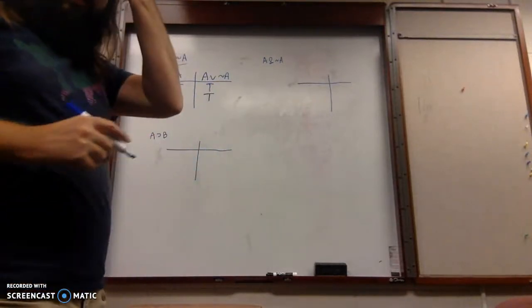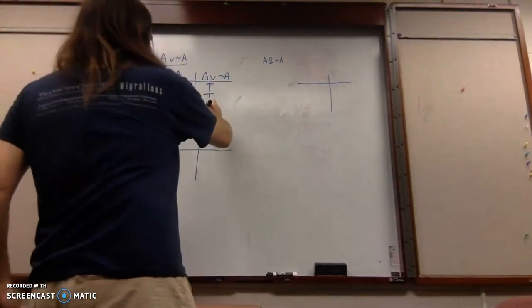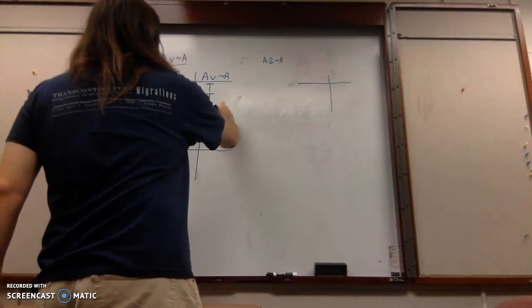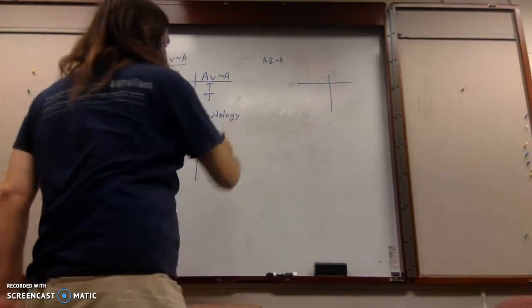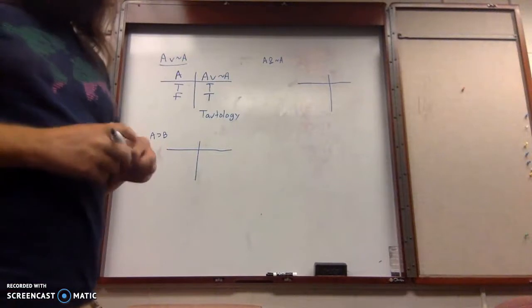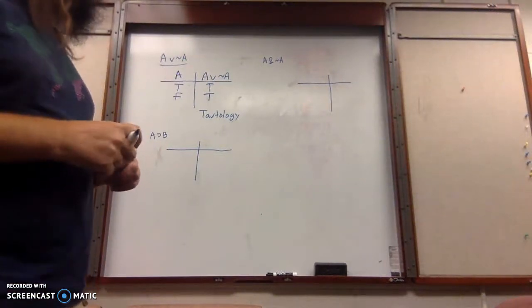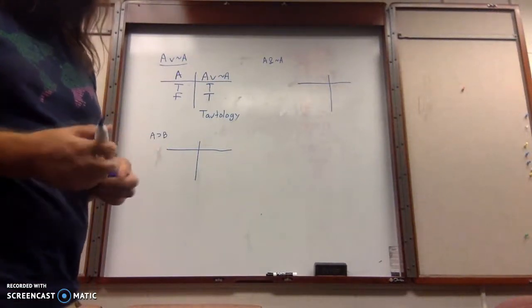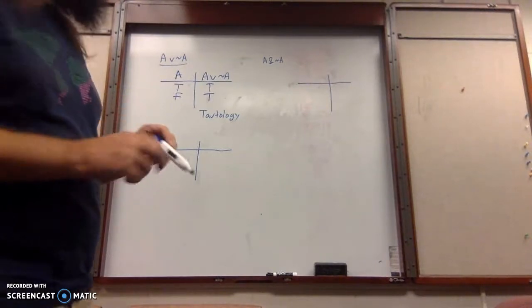So we call this statement a tautology. A tautology is a statement that is always going to be true, and A or not A will always be true. Now let's look at the next one, A and not A.